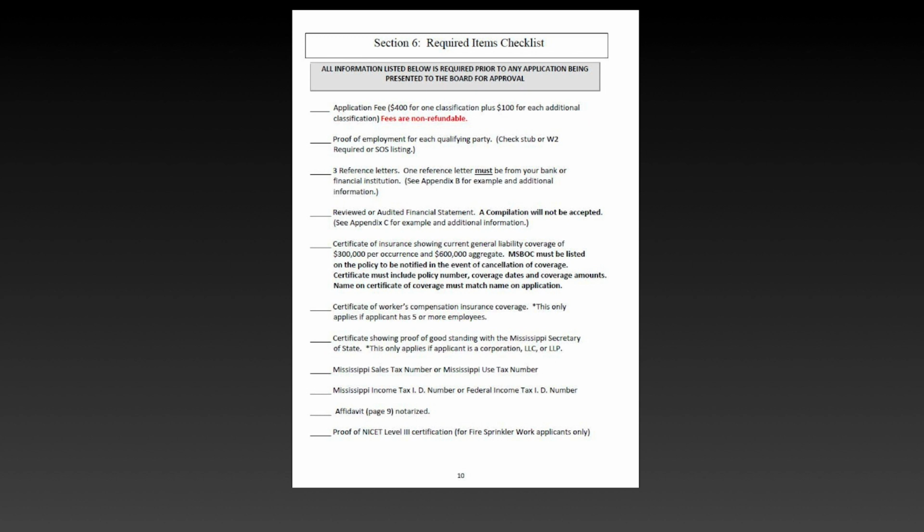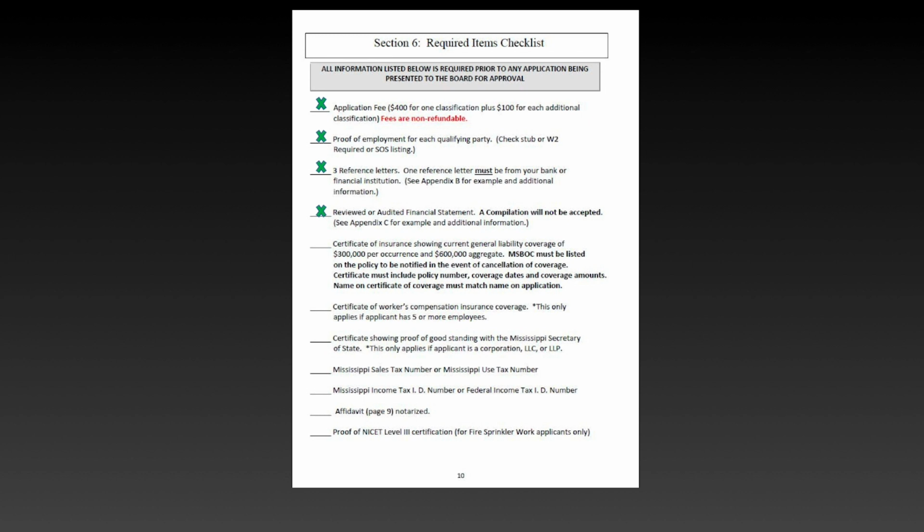Use the Required Items checklist found in Section 6 to ensure you have included everything with your payment and completed application form. Remember, you must submit the appropriate proof of employment for each qualifying party. Applicants must submit a minimum of 3 reference letters. One reference letter must be submitted by the applicant's bank or financial institution. The other reference letters can be submitted by any individual or entity the applicant has worked with, such as another contractor, architect, or supplier. Refer to the appendices at the back of the application for example reference letters.